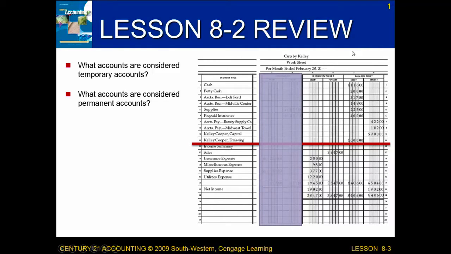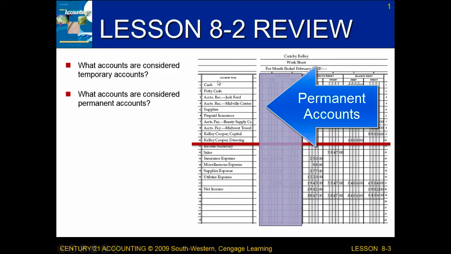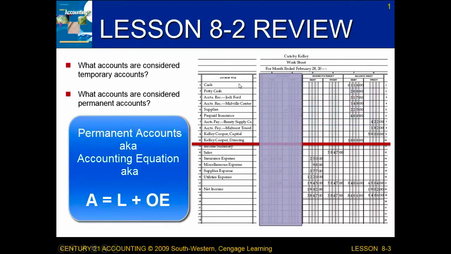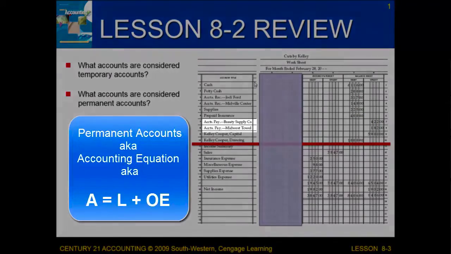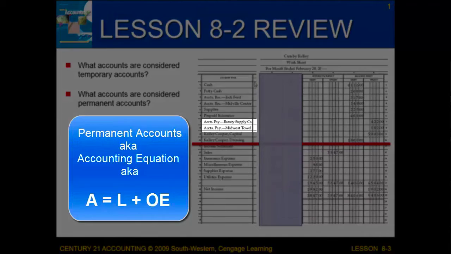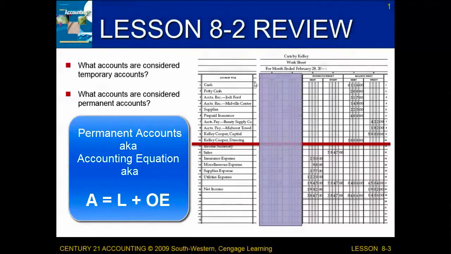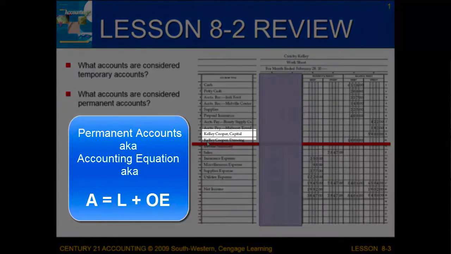Therefore, the permanent accounts are anything above the income summary line located in our balance sheet column. These are our accounting equation accounts. So our assets, which is cash, accounts receivable, supplies, and prepaid insurance. Our liabilities, which is accounts payable. And then our owner's equity, which is Kelly Cooper Capital.